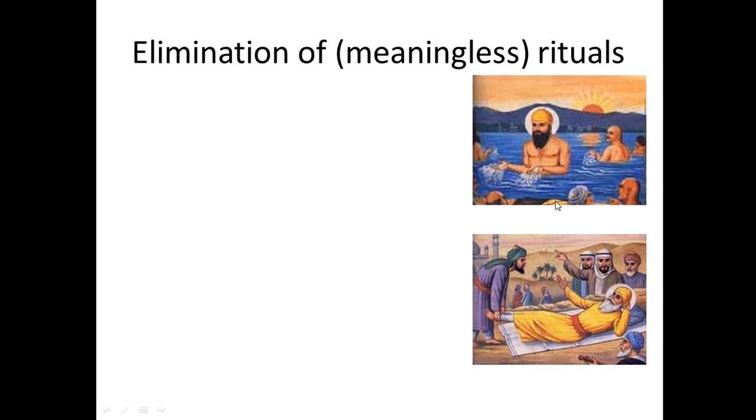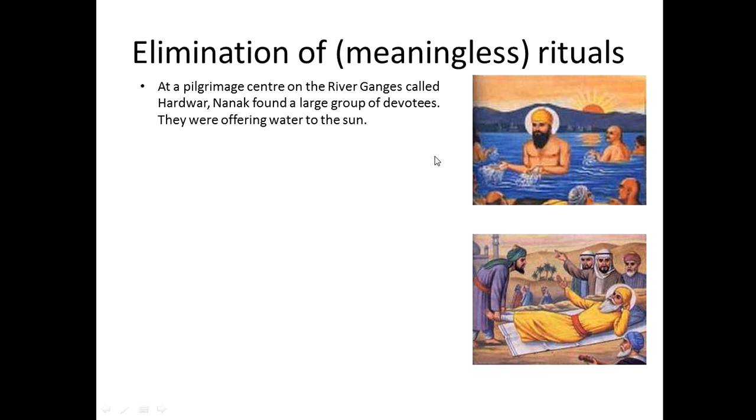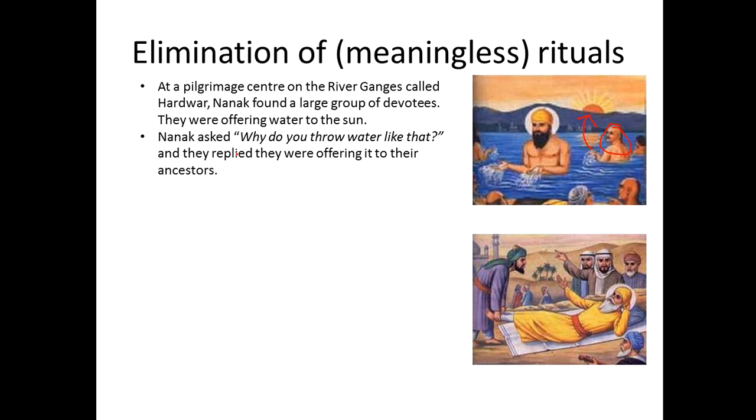Here is a good example of what, in Nanak's mind, was a meaningless ritual, and his teachings about it. At a pilgrimage centre on the river Ganges called Hardwar, Nanak found a large group of devotees. I'm pretty sure the devotees were Hindus, and they were all offering water to the sun. Right, so as this chap is here, obviously he's offering water to the sun. And Nanak asks him, "Why do you throw water like that?" And they reply that they're offering it to their ancestors.